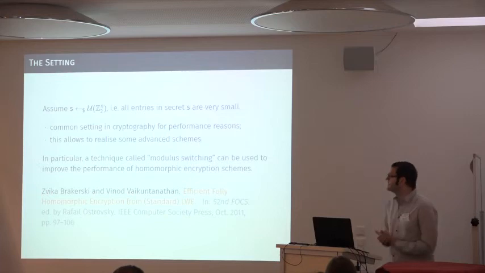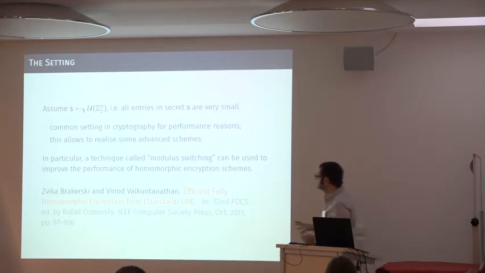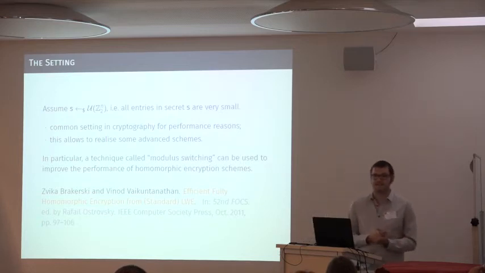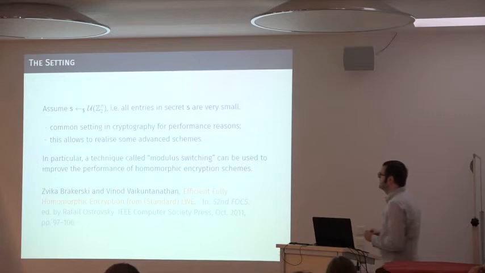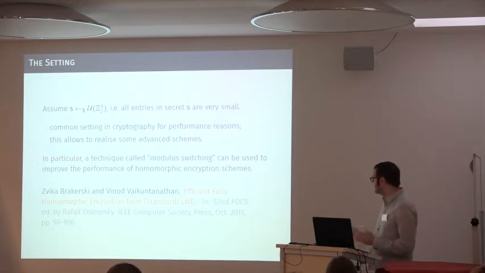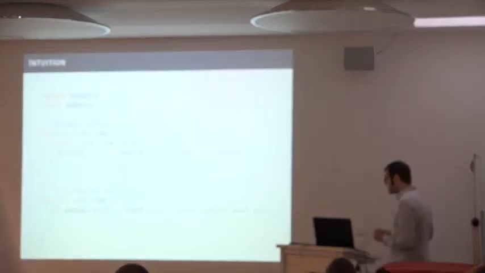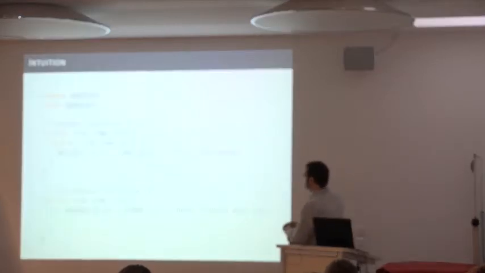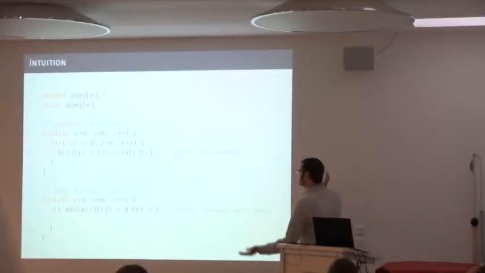So in particular, something that was proposed to realize efficient fully homomorphic encryption is a technique called modular switching. And for that, you really need a small secret. And this modular switching is a really neat trick that enables you to do homomorphic encryption a lot more efficiently than you would do without it. And in a nutshell, this is the summary of the rest of the talk. Those of you who have ever written C code can now check your email.